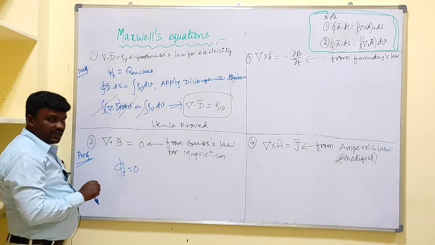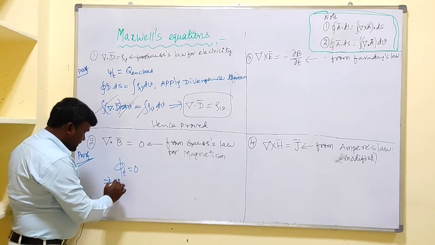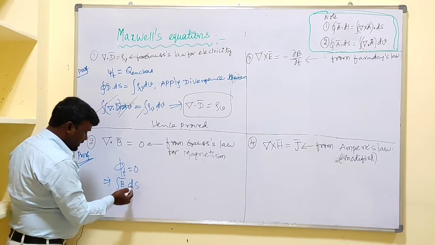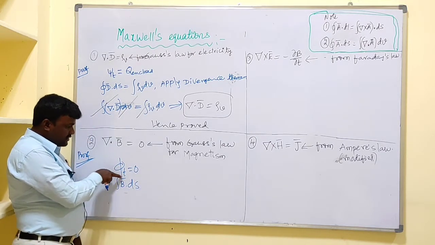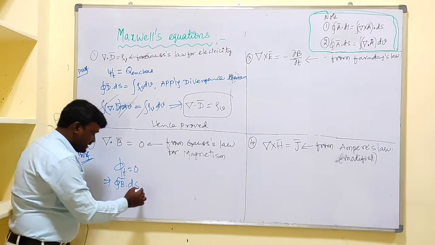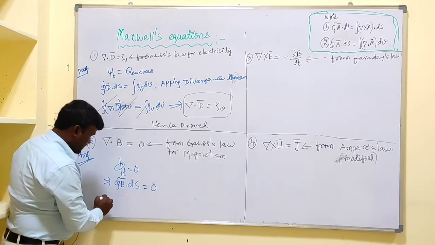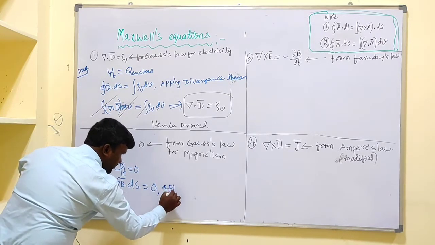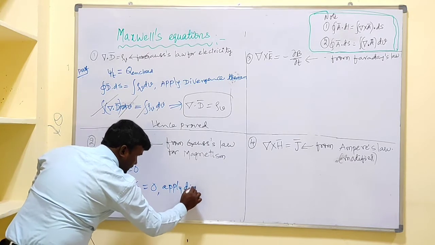Now represent this magnetic flux in terms of the magnetic flux density, that is integral B bar dot dS bar. This is the magnetic flux through a closed surface, that's why I need to take the closed surface integral of this one. So again, apply the divergence theorem.